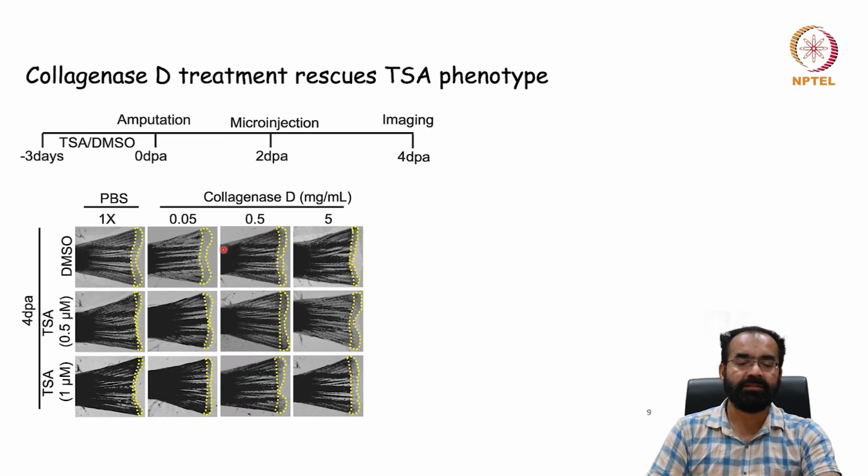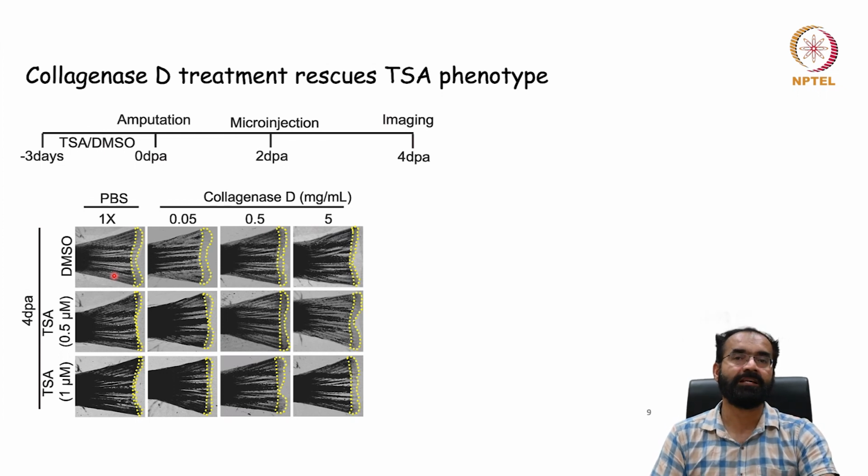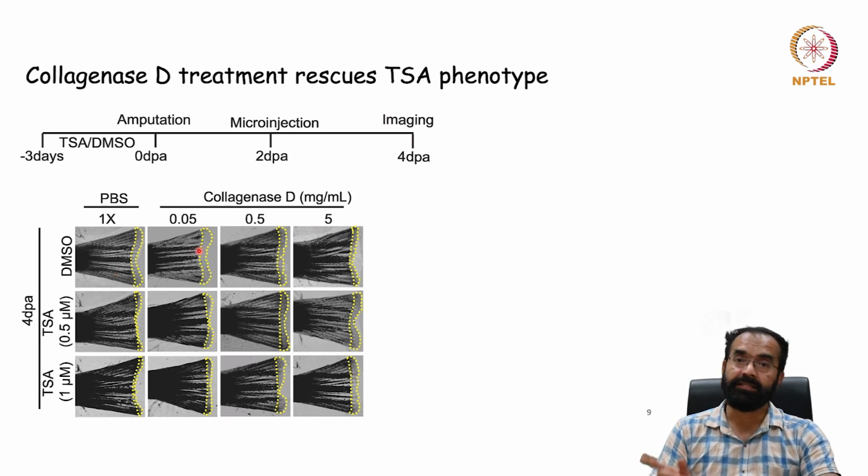Interesting thing to note is in the normal DMSO one, where there is no collagen deposit. Normal collagen is there, but there is no excessive deposit. There, when you remove the collagen, you see a reduced blastema. So what you understand from here, the collagen is necessary at a threshold level. Too high also problem, too less also problem.